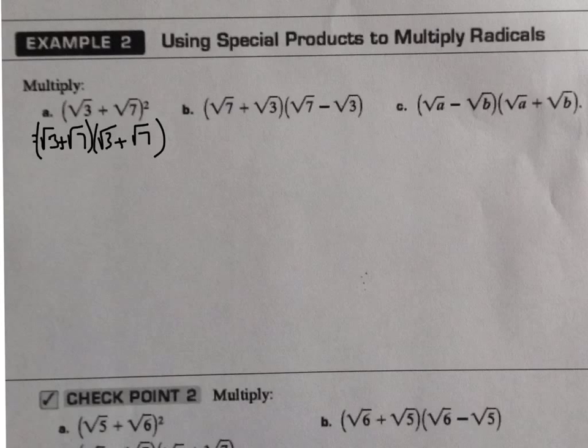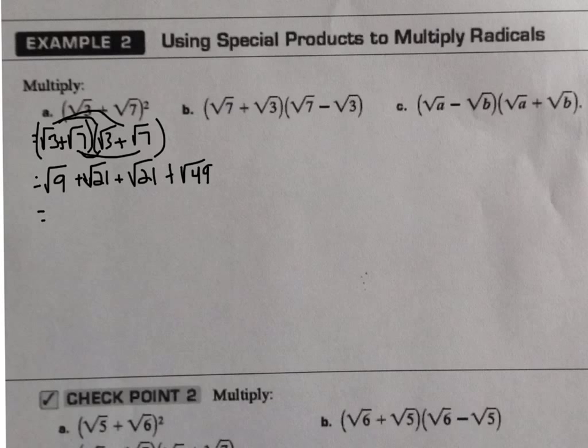So we're going to take the square root of 3 times the square root of 3. That's going to give me the square root of 9. And then the square root of 3 times the square root of 7 is going to give me the square root of 21. And we got a square root of 7 times the square root of 3. That's another square root of 21. And we got a square root of 7 times the square root of 7. That's the square root of 49.